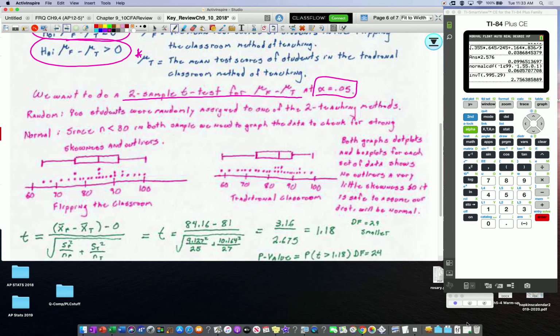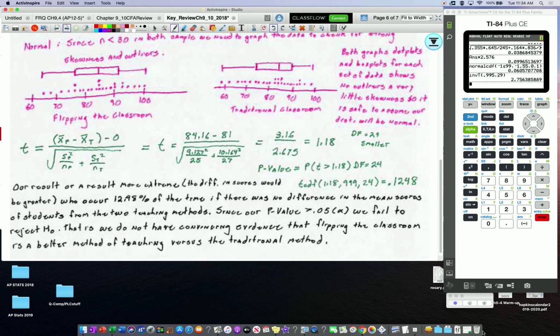Normal. Fortunately, they were both less than 30, so I had to graph both of them. So I did graph flipping the classroom and traditional classroom. In fact, what I did was I actually did a modified box plot above both of them just to check, just to make sure there weren't any outliers. So since both graphs and box plots for each showed no outliers, very little skewness, we are safe to assume our distribution will be normal.